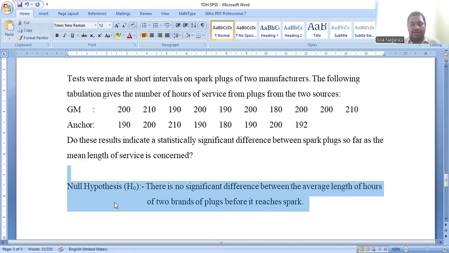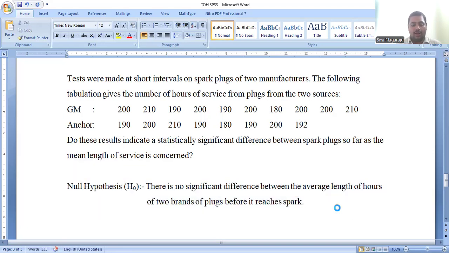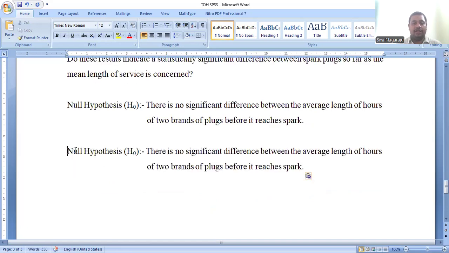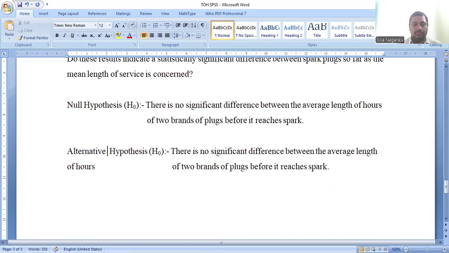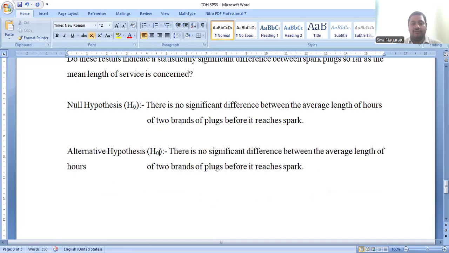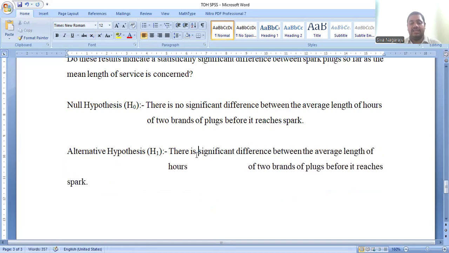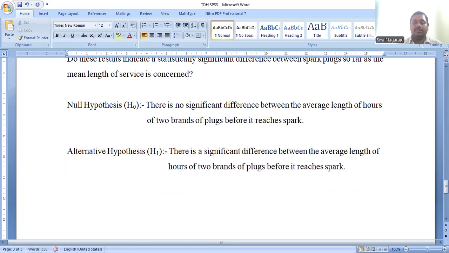Similarly, we take the same thing and write the alternative hypothesis. The alternative hypothesis, generally we say H1. But here we use simple words: there is a significant difference between the length of hours of two brands. You may call it branded also. Two branded plugs before it reaches the spark.